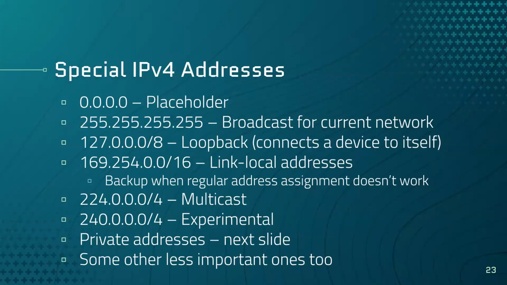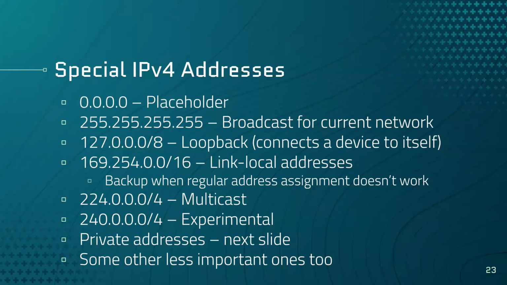So we have the 127 range, which is /8, so it's huge. And that's loopback, so it connects devices to themselves. You might be familiar with 127.0.0.1. It's the first address in that range. That's usually aliased to localhost on most machines. If you're running a server on your own computer, you connect to it by connecting to localhost, because that's the loopback address. But in theory, you can use the rest of the loopback addresses if for some reason you actually need to.